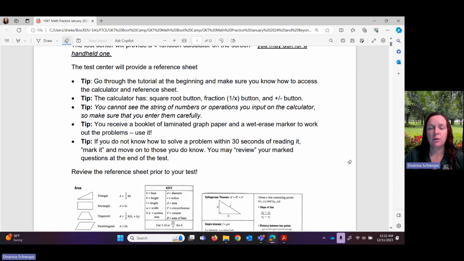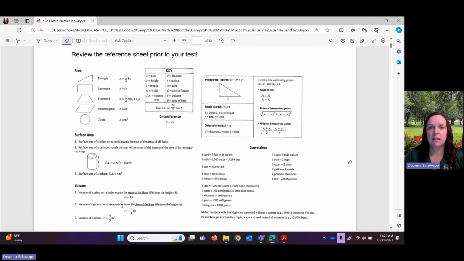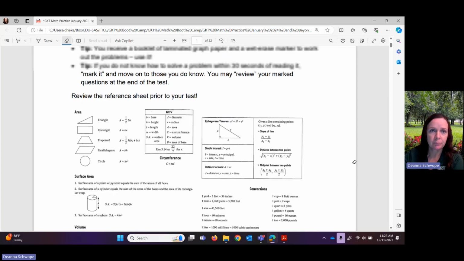Some information also, at the bottom is what the reference sheet looks like. Keep this in mind because this is the information that you are given, so you don't have to memorize this information. You can also ask for a paper copy of this if they do not give you one.